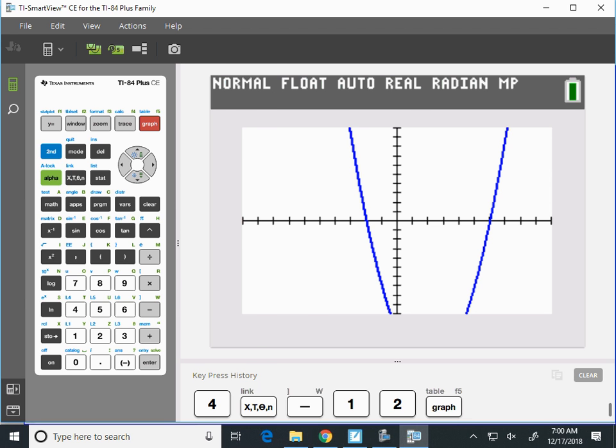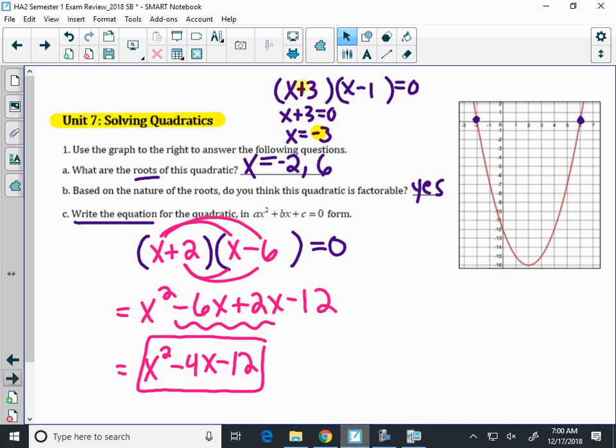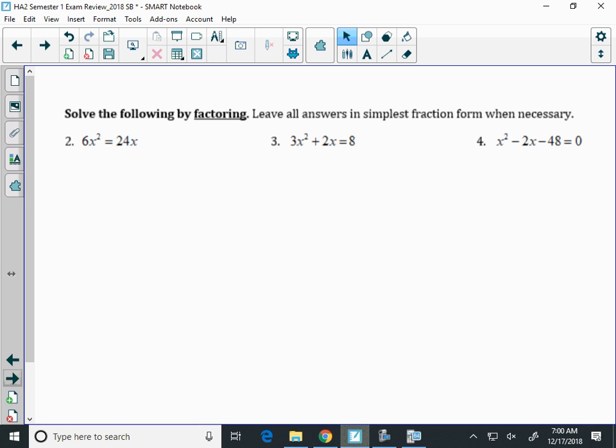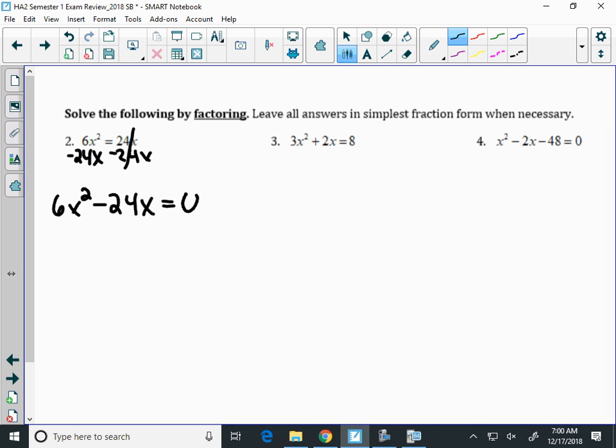All right, so number 2 here. Let's solve by factoring, 2, 3, and 4. Remember, when you solve any quadratic, you need to start so that it is set equal to 0. So here you need to subtract 24x from both sides to start so that you get 0 on the right. This would be 6x squared minus 24x equals 0.